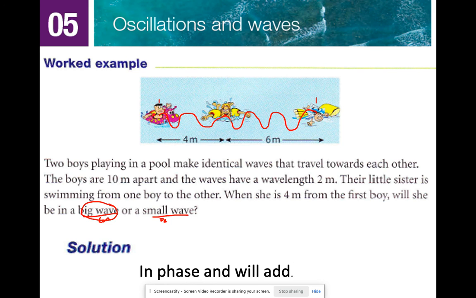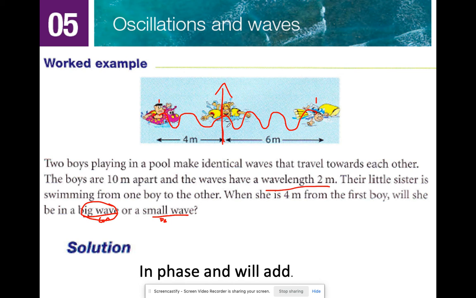If you notice, those waves are going to be in phase with each other. 2 meters is our wavelength. Since we know our wavelength's 2 meters, we know that the tops of those waves would be there, and boom, we're going up. That girl's going to be going up.